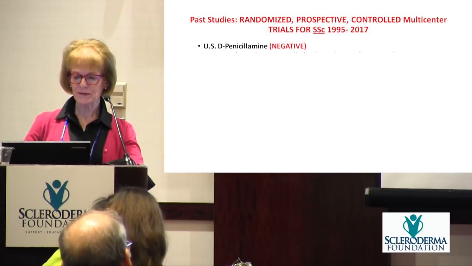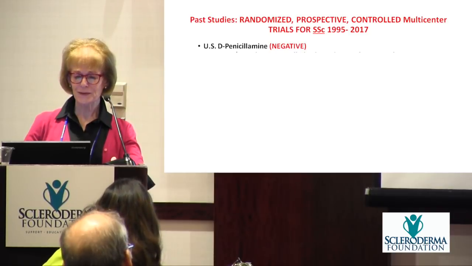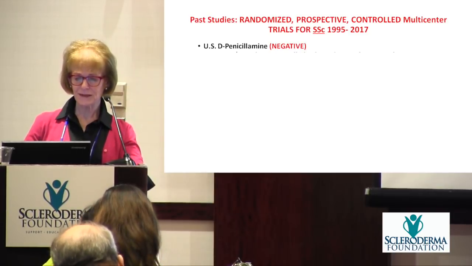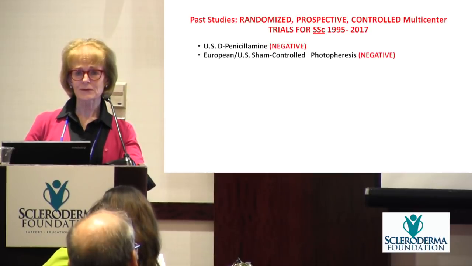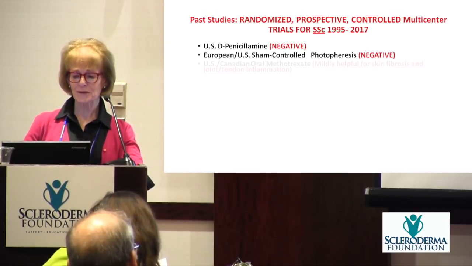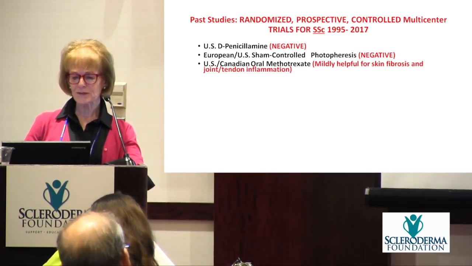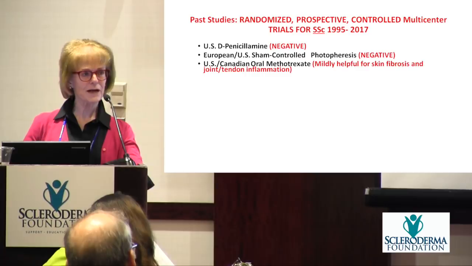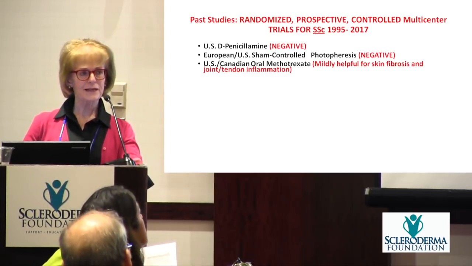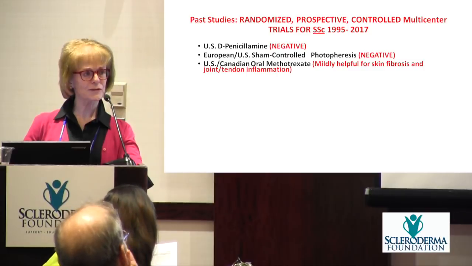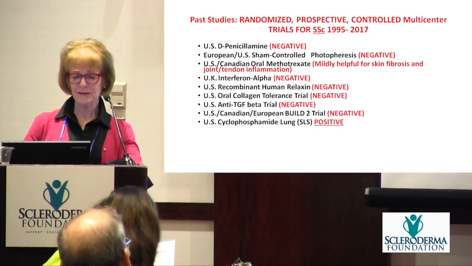So what were the results? Well, the first one we did, the multicenter trial, we were all very optimistic. The results were negative. There was no difference between the usual dose and essentially a placebo dose. The photopheresis, the methotrexate trial was positive from the point of view that it was mildly helpful for skin fibrosis, and it was fairly helpful for joint and tendon inflammation. So I still use it, and other people definitely do.